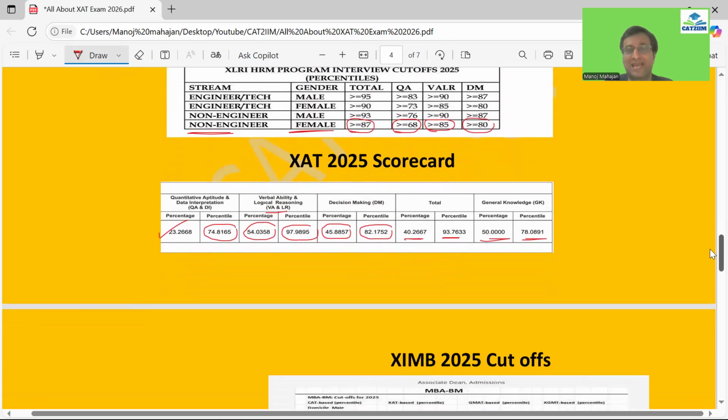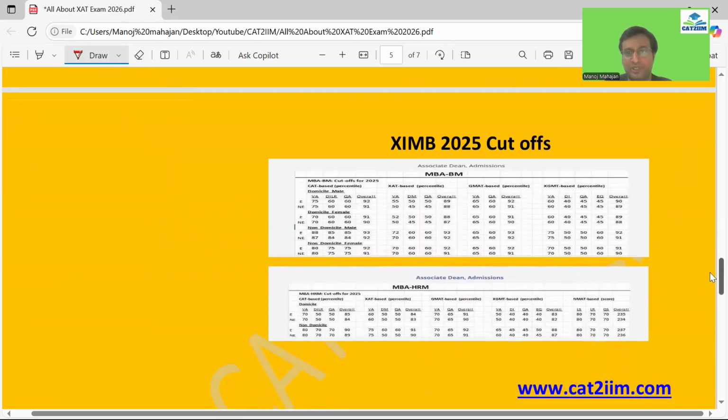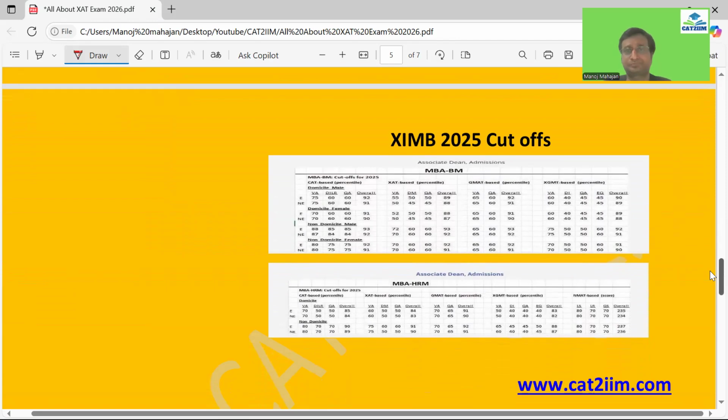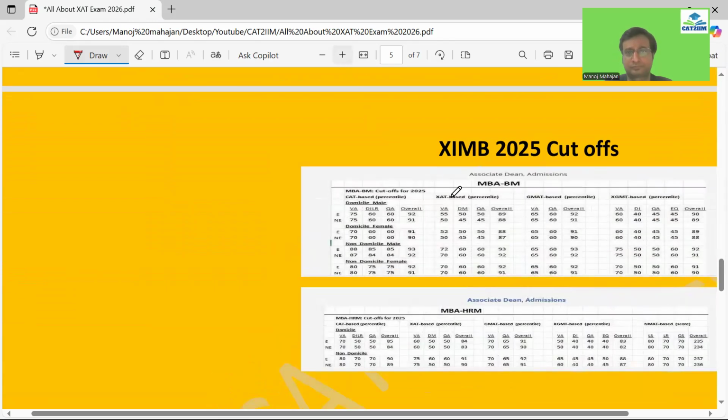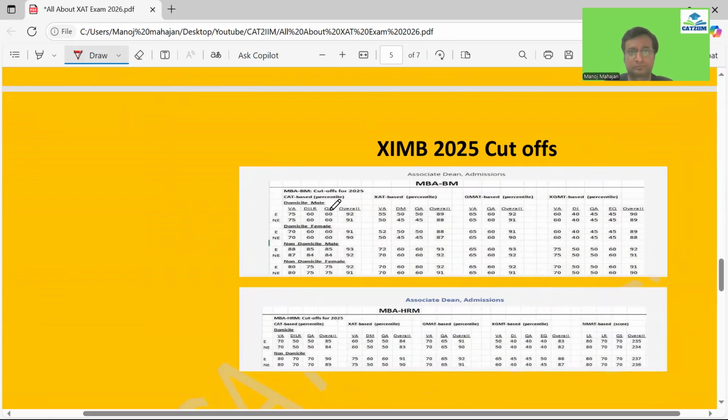Now, let's have a look at the XIMB 2025 cutoffs also. They come up with cutoffs based on different exams: one is CAT, another is GMAT, and they also conduct their own exam, XGMT. Again, they divide based on domicile male, engineer, non-engineer, and the same for domicile female, engineer, non-engineer, and then you have the other categories. Again, separate cutoffs for the BM and the HRM.